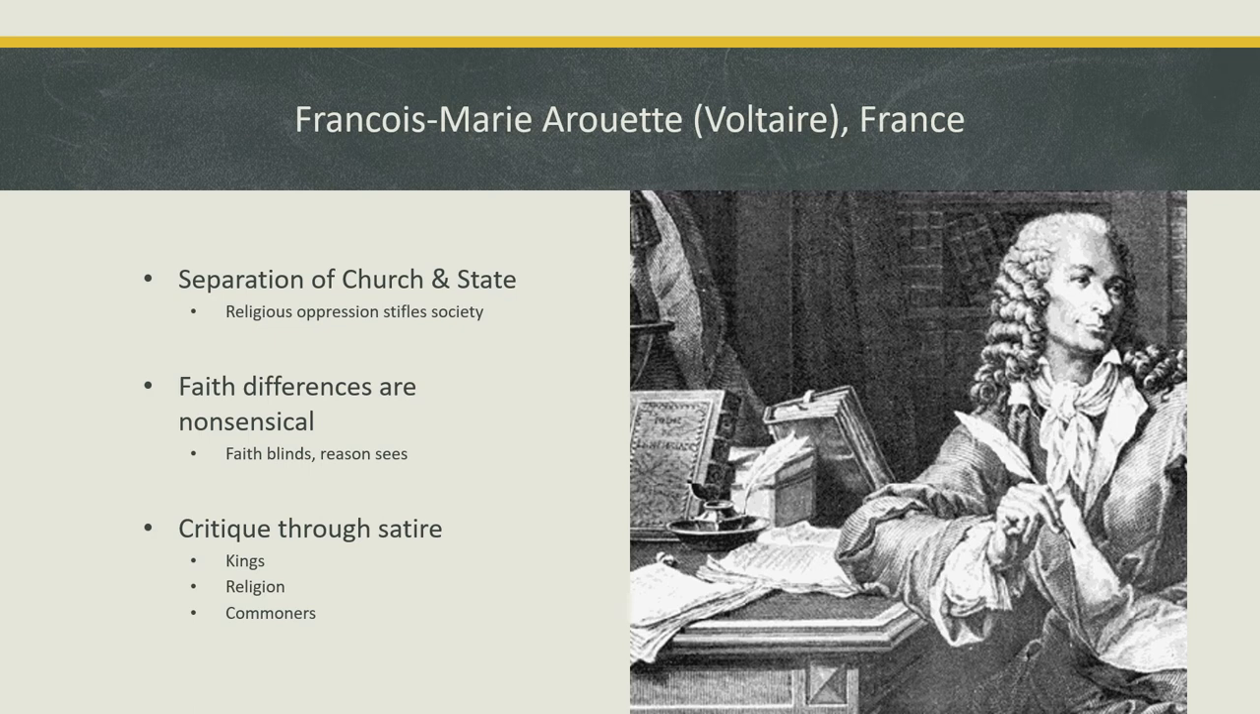Well, this kind of intolerance, much like absolutism's intolerance of social inequality, this puritanical intolerance of religious inequality or religious disparity, elicits similar critiques. A good example would be Voltaire, François-Marie Arouet, a French philosopher who argued for the separation of church and state, that religious oppression stifles society, that imposing what one thinks of as an absolute religious truth is to essentially doom a society to stagnation, degradation, and disintegration. Faith differences at the heart of it, he argues, are nonsensical.